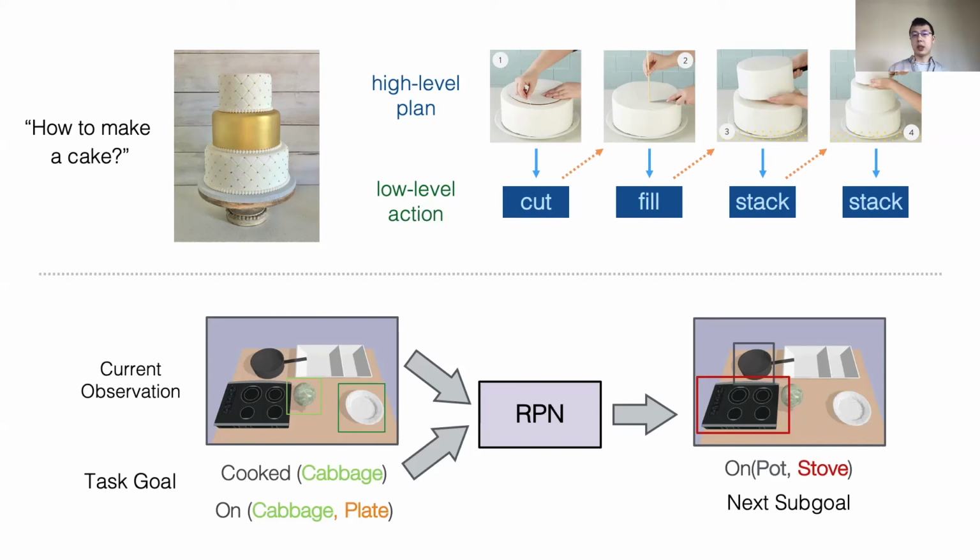In this work, we developed a new hierarchical planning model called regression planning network that simulates the idea of making this cake. So the model takes the current observation and the task goal as input, and it determines what is the next immediate sub-goal to reach. And the task goals here are specified by some symbolic expression. You can think of them as some specification of the milestone goals and the final task goal.